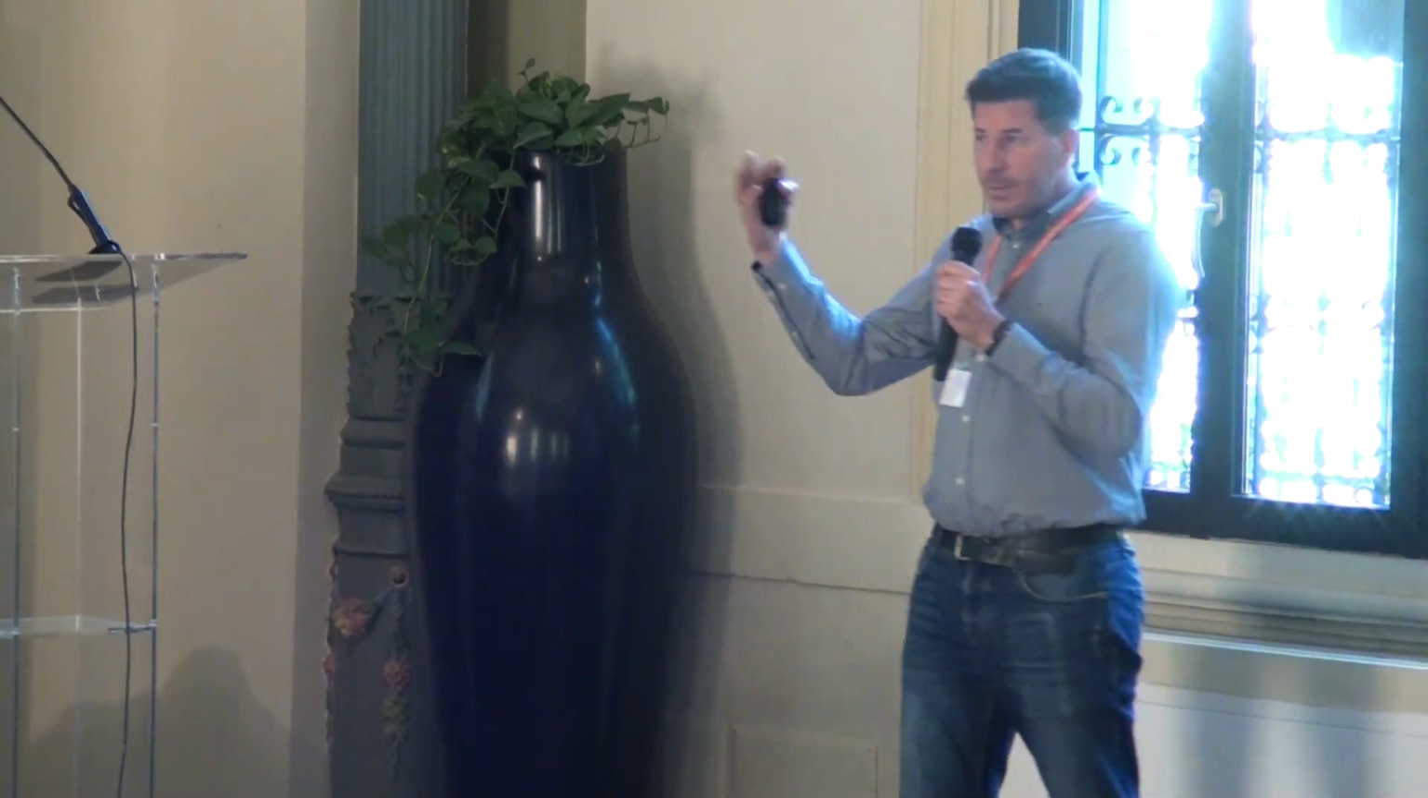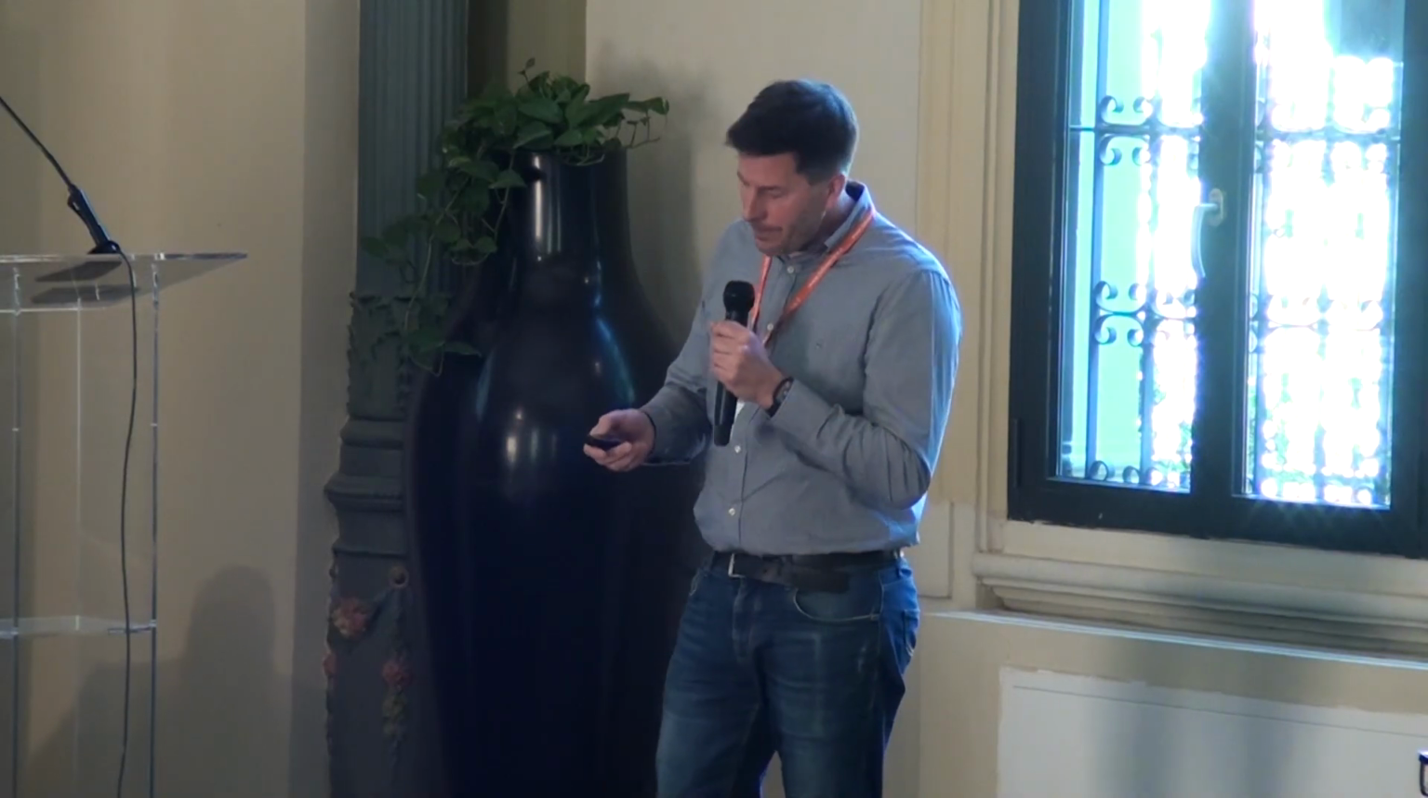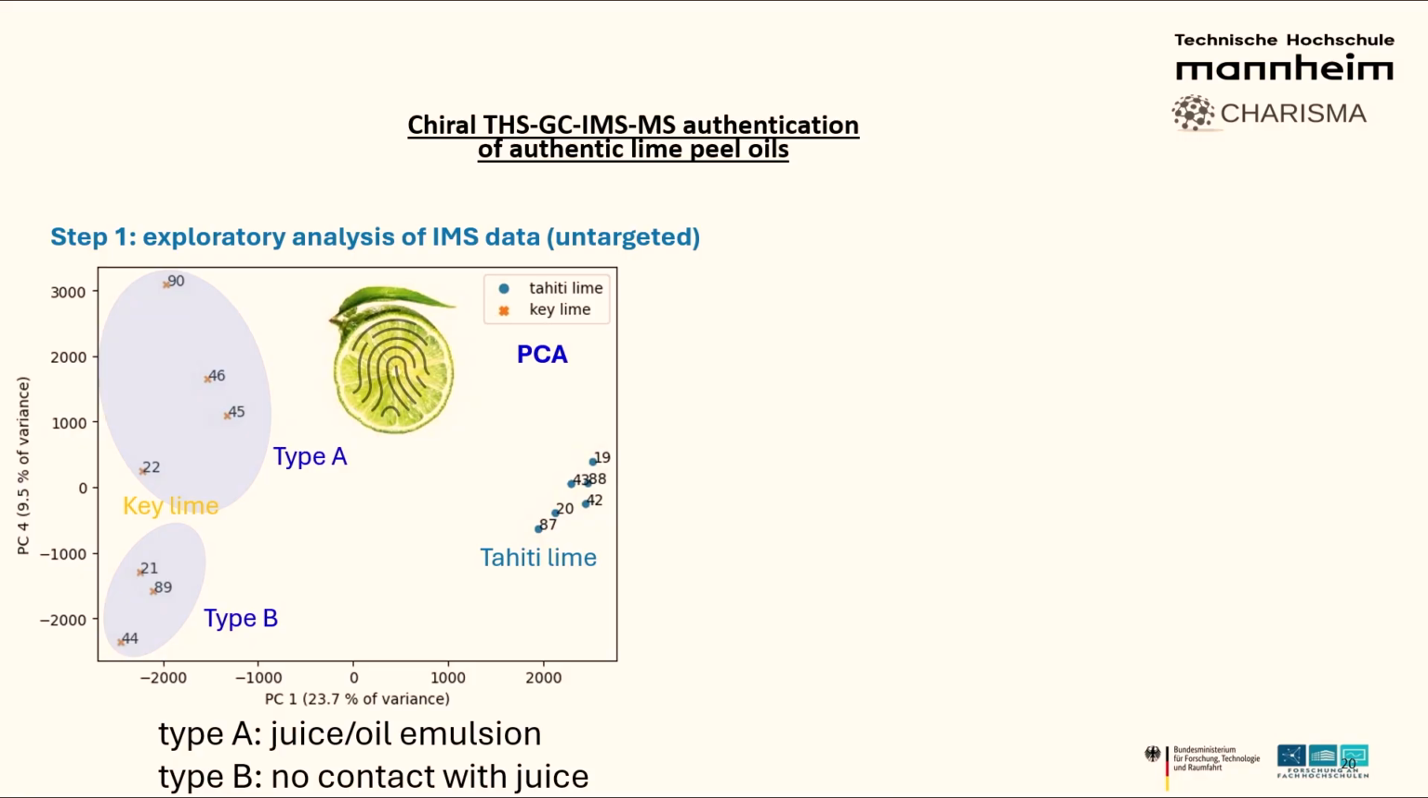Now, again, why do they separate? You know, it's always nice to have those correlations, but the important question is, what's the causality behind that, right? And that's where really GC-IMS is proficient. And what you see here is just a really simple PCA analysis of those peel oils, and the separation between Tahiti and key lime is pretty easy. That's quite straightforward. That's not much of a challenge.